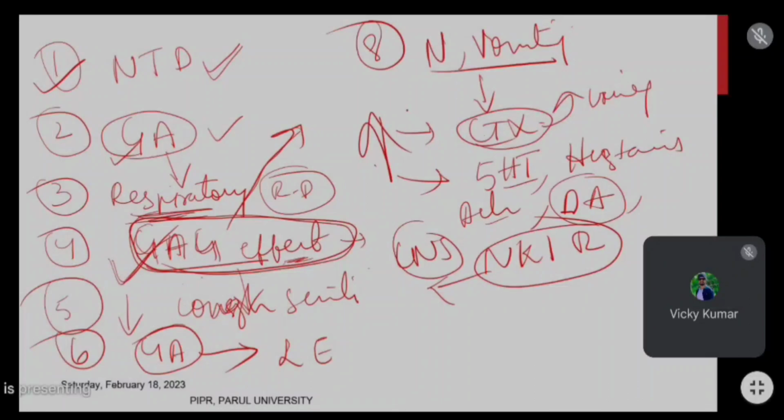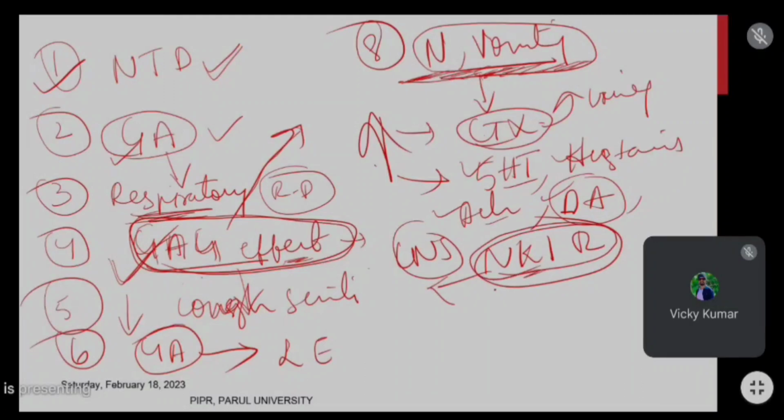Through that, what happens? General anesthetics will cause severe nausea and vomiting sensation. Nausea and vomiting is caused by general anesthesia. Why? Because it is potentiating the actions of 5-HT, histamines, acetylcholine, dopamine, and NK1 receptors. NK1 or neurokinin 1 receptors.